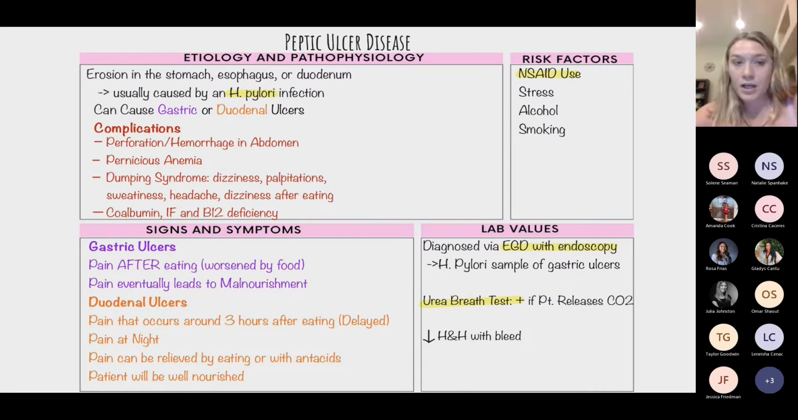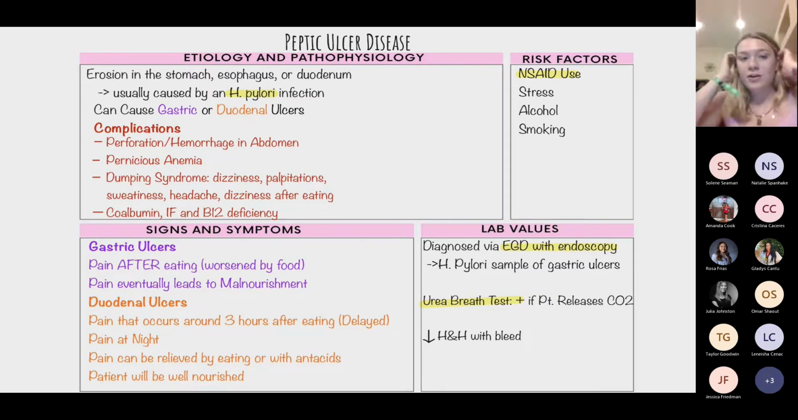Lots of different things can cause PUD, specifically NSAID use or H. pylori infections. There's a lot of complications. The main concern is perforation of these ulcers and a couple of vitamin deficiencies, specifically B12 deficiency.